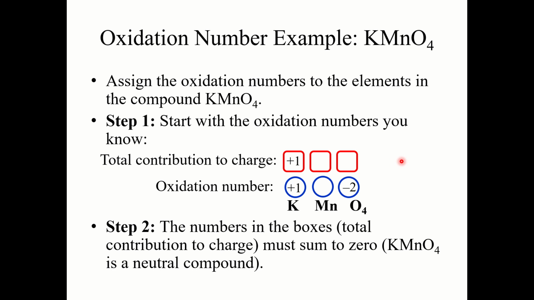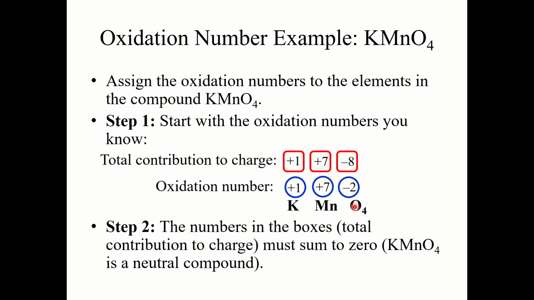Next, we can go to oxygen. We know that oxygen has an oxidation number of -2. There are 4 of them, so the total contribution to the charge is -8. So this molecule is neutral. So we've got +1 coming from that single potassium atom. We've got -8 coming from those 4 oxygen atoms. So this means that manganese here has to be contributing +7 to make this compound neutral, which means manganese's oxidation number is +7.